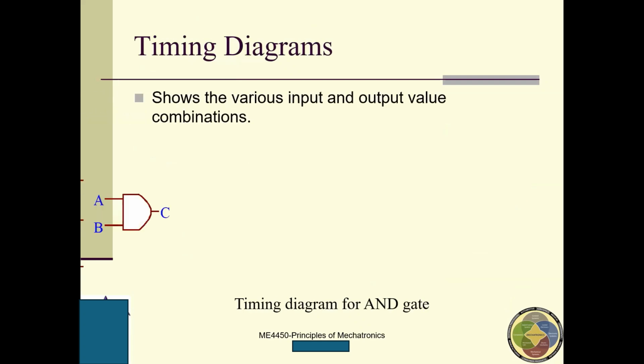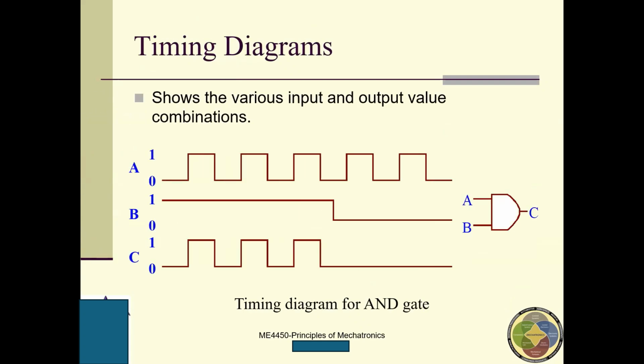The timing diagram. I'll show the timing diagram. So here is the timing diagram. I will give you one input changing and another input changing, and then I ask you to draw C, to draw the output. You should be able to do that, right?